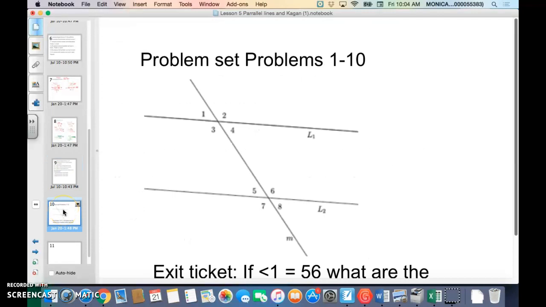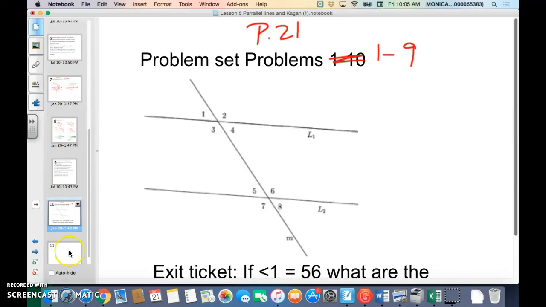And then you have a problem set. This is on page 21. But you're not going to do 1 through 10. You're going to do 1 through 9.